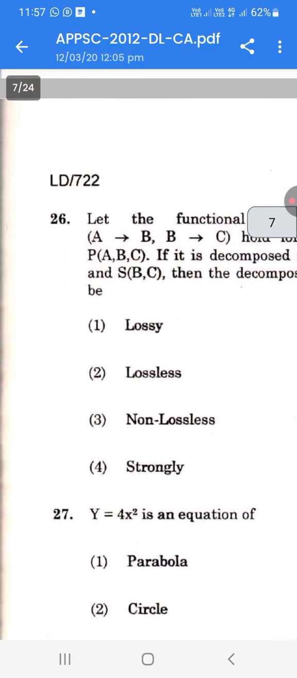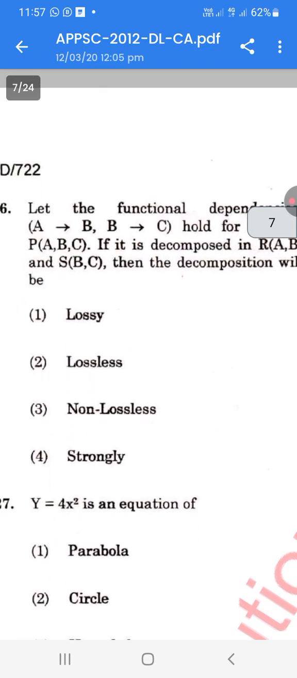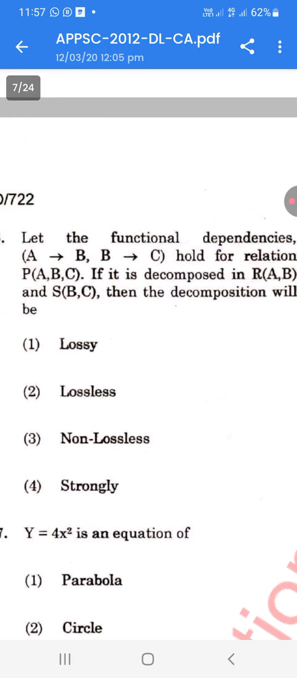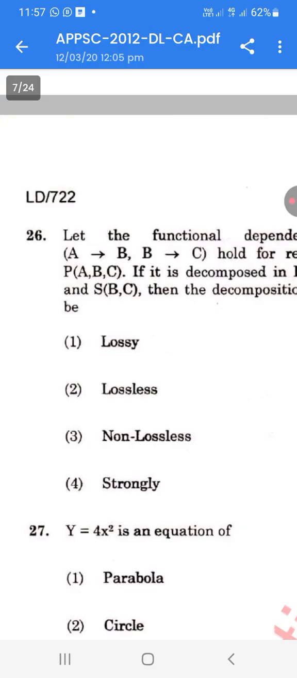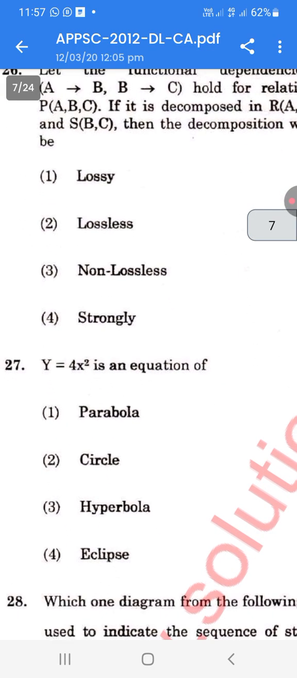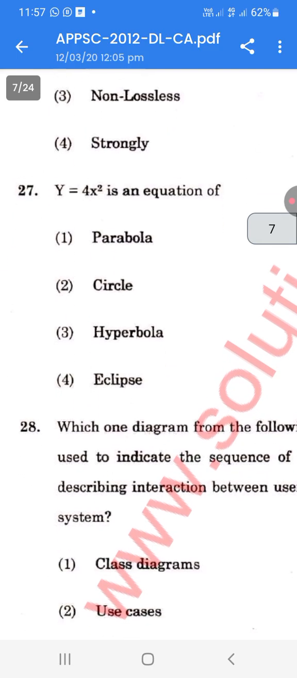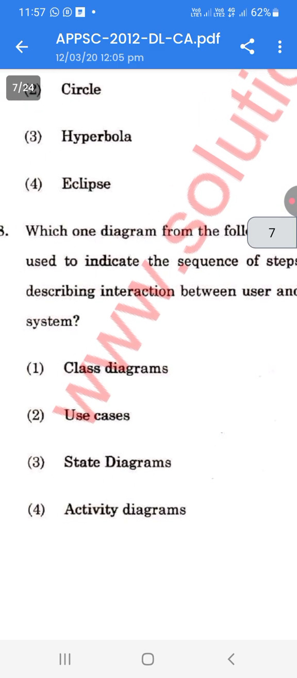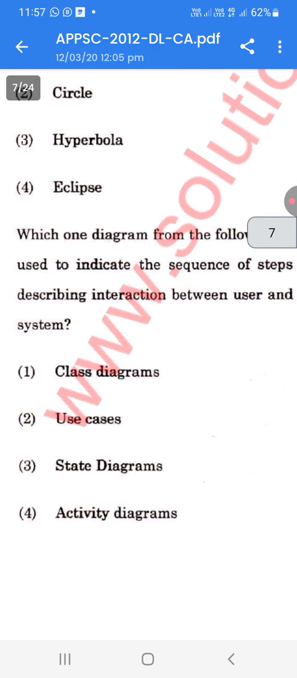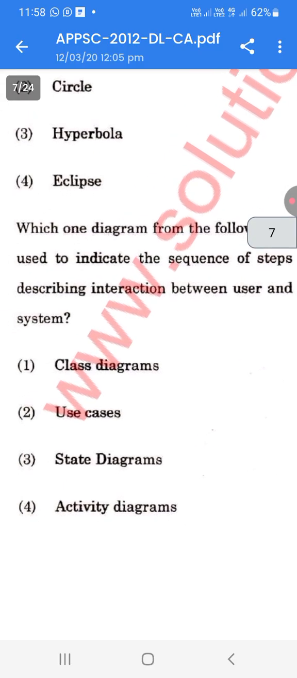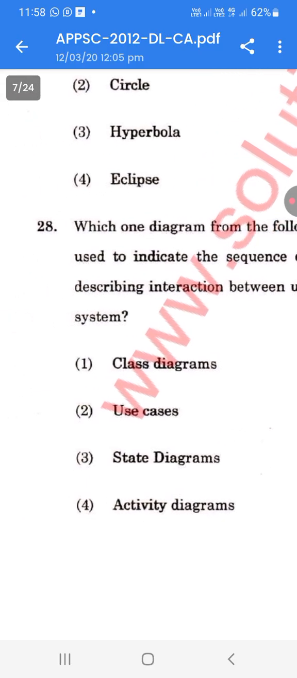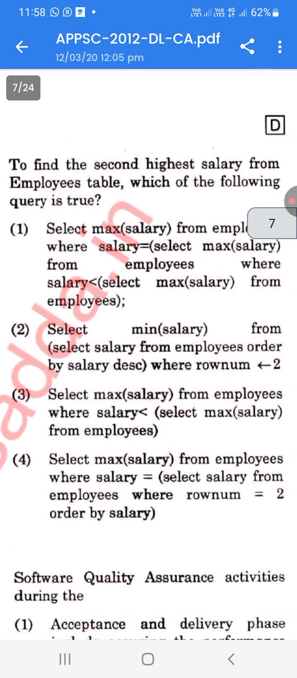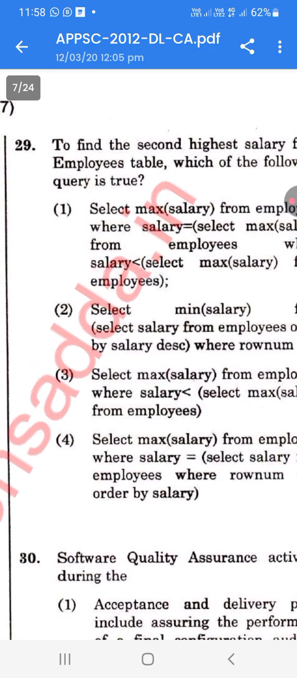Let the functional dependencies A to B, B to C hold for relation P of ABC. If it is decomposed in relation R of AB and S of BC, then the decomposition will be lossless. Y equals 4x square is an equation of parabola. Which diagram from the following is used to indicate the sequence of steps describing interaction between user and system? 28. Use cases. To find the second highest salary from the employee table, which of the following queries is true?